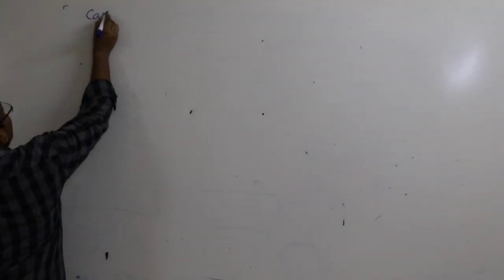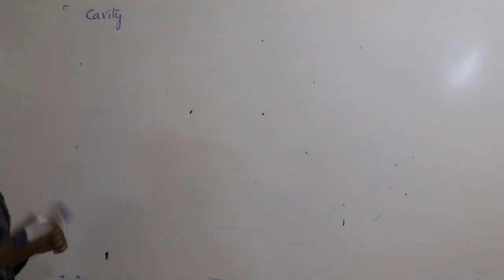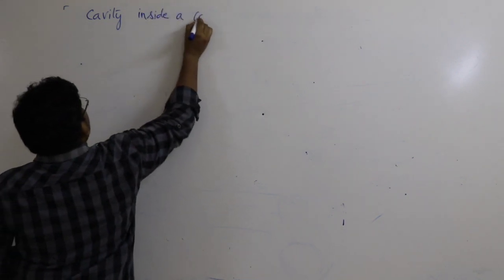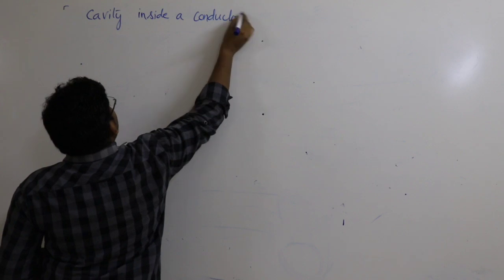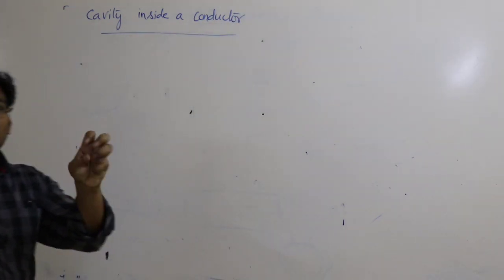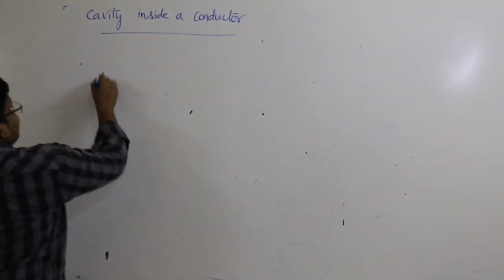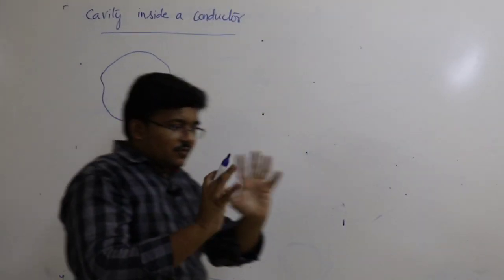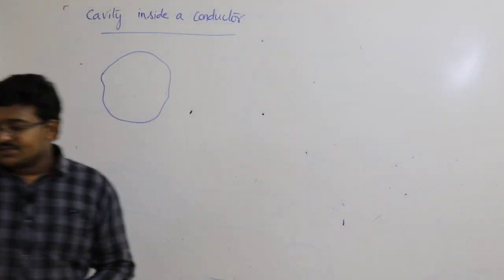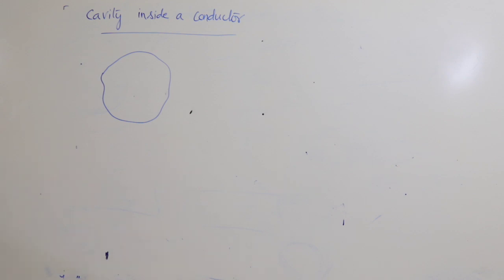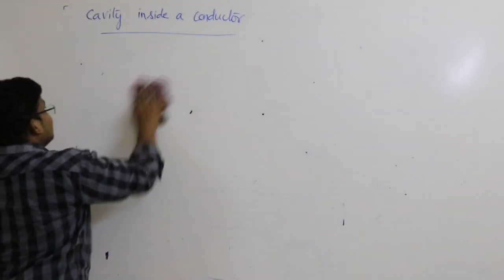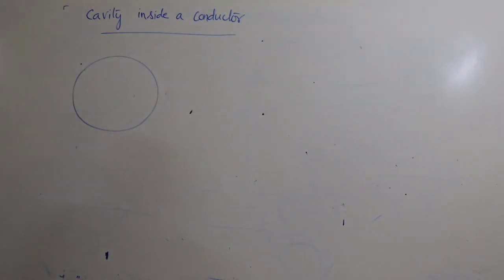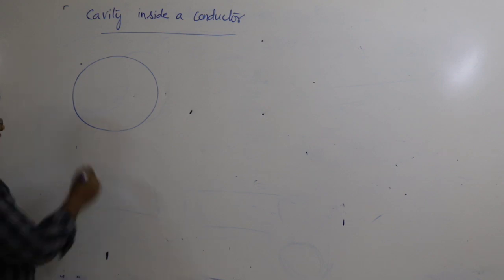The next topic: cavity or cavities inside a conductor. So I am just taking a hole, simply you can say hole. So there is some curved surface, you can say a sphere is taken.